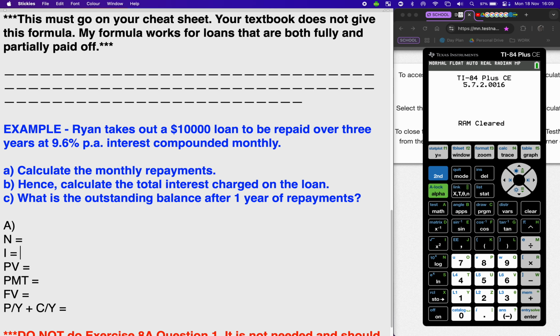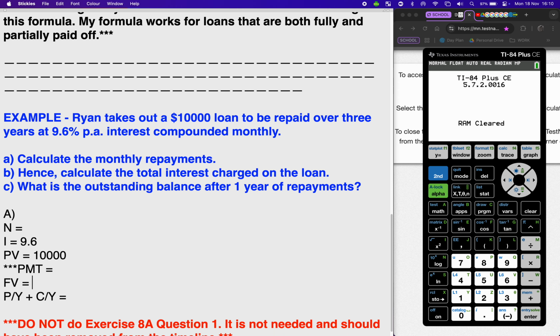So, first thing that you can work out is the interest, 9.6. You're taking out a 10 grand loan, so the bank is giving you 10,000. So it's positive 10,000. It's asking you to find the monthly repayments, so we're going to put a star next to that. At the end of a loan, I want to owe nothing, so FV is going to be 0.